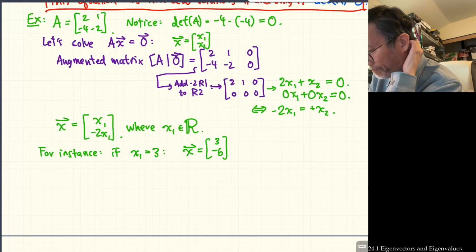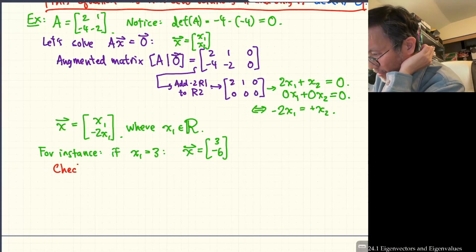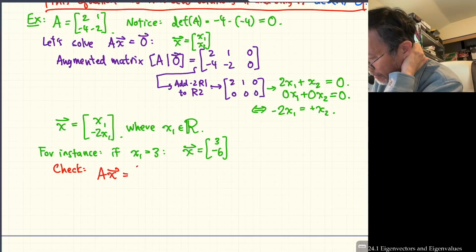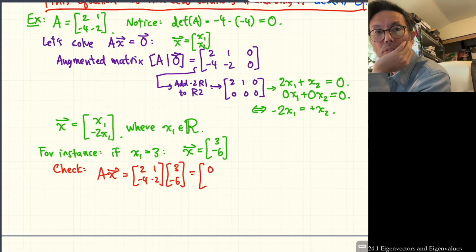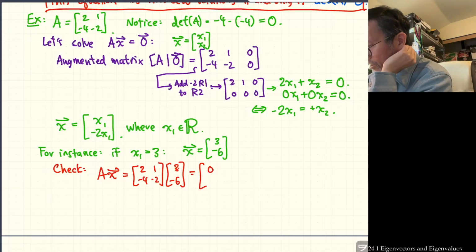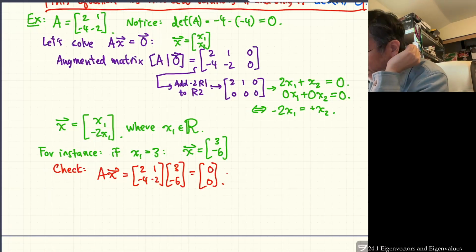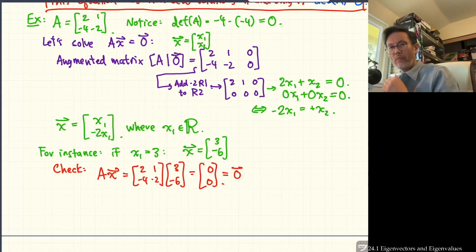Now we can check that if we compute Ax in this case, what we get is the matrix 2, 1, negative 4, negative 2 times (3, negative 6), yes? And now we just do the arithmetic. 2 times 3 is 6, minus 6, oh my god, that's 0. Good sign. Negative 4 times 3 is negative 12. Negative 2 times negative 6 is positive 12, and that's 0. Oh my god, we got the 0 vector.